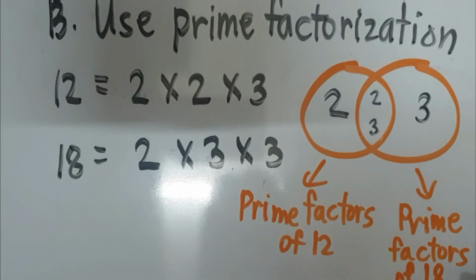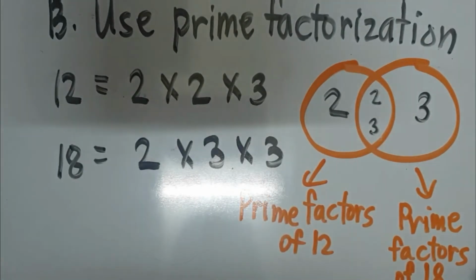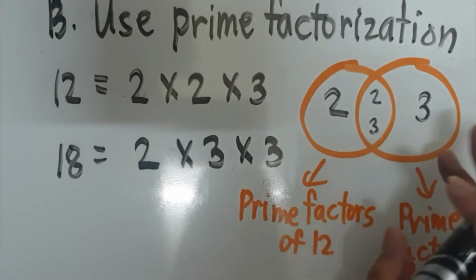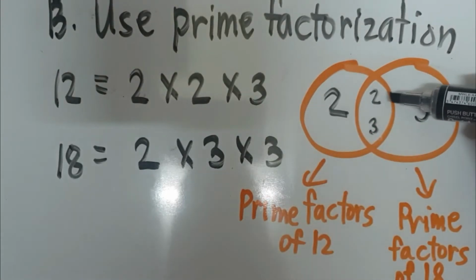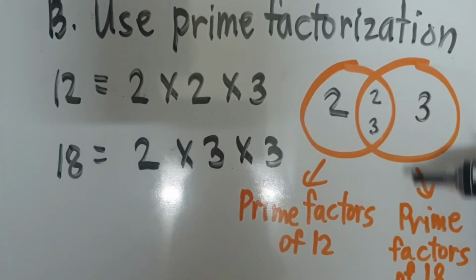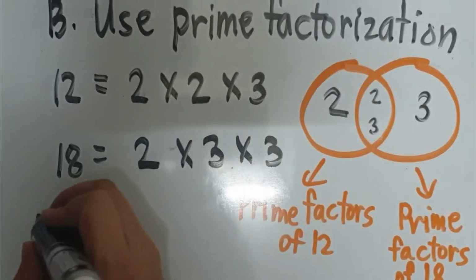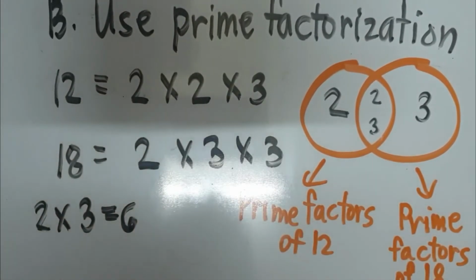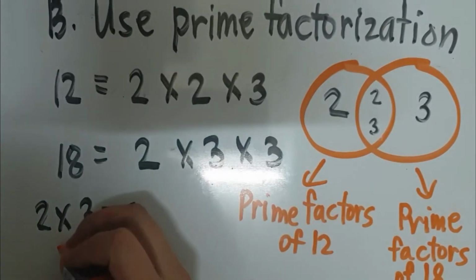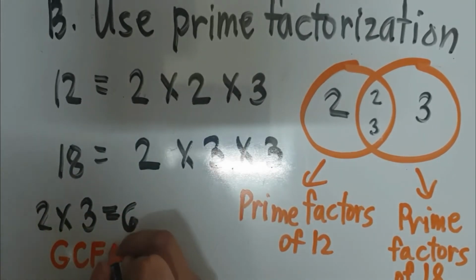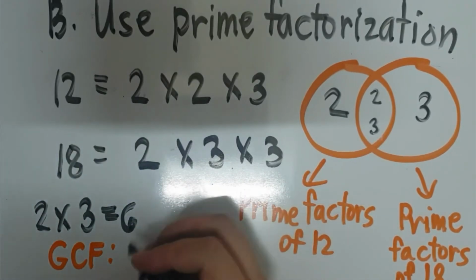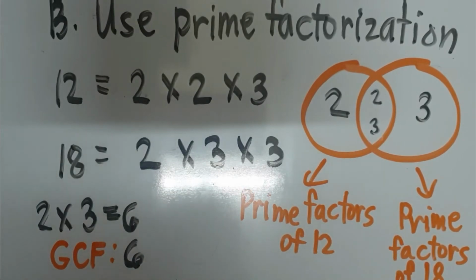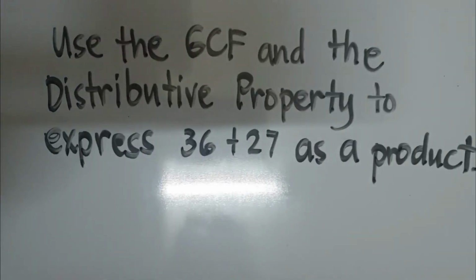Now, for the greatest common factor, or GCF, we will just get the factors that are common to both. The factors that are common to both of these two numbers are 2 and 3. So, that will be 2 times 3, which is 6. That means that the GCF of 12 and 18 is 6. And that GCF is the same as the GCF when we use the listing method.